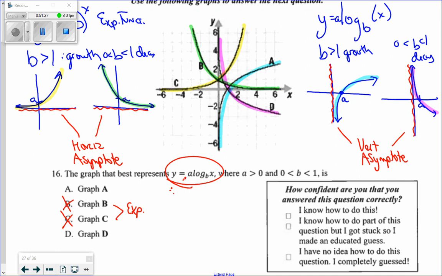Well, this b is between 0 and 1. This means decay. And decay is that one. So which one is the purple one? The purple is graph D.